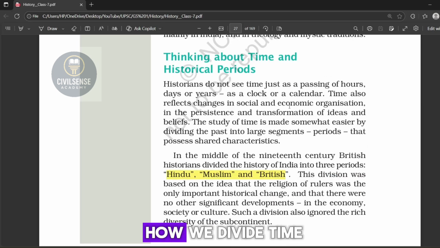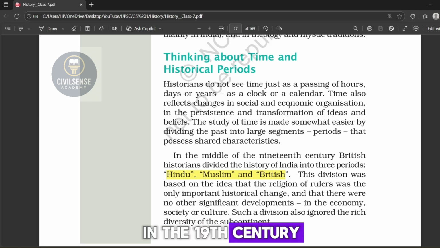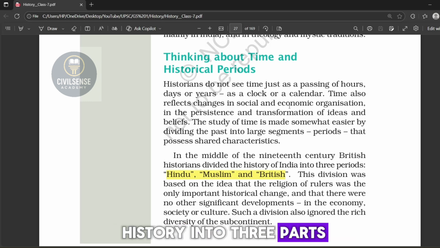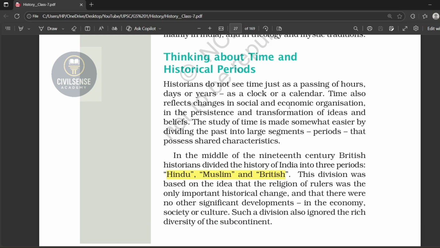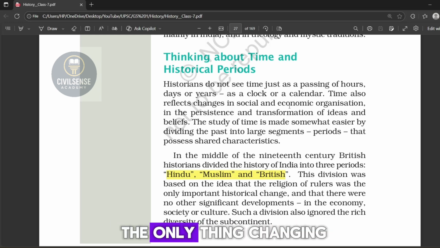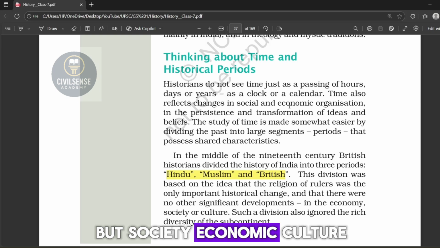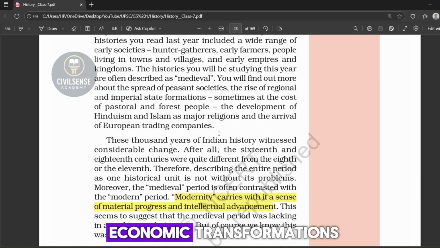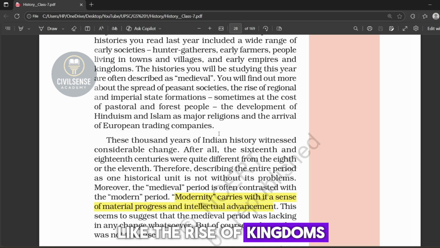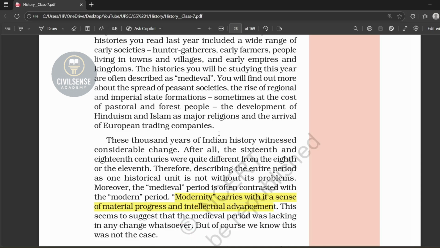Finally, let's think about how we divide time in history. In the 19th century, British historians divided Indian history into three parts. That is the Hindu period, the Muslim period, and the British period. But that's not accurate because religion was not the only thing changing, but society, economy and culture were changing too. Modern historians prefer to study time based on social and economic transformations, like the rise of kingdoms, agriculture, trade, and technology. We call this period medieval India, but that doesn't mean it was backward.